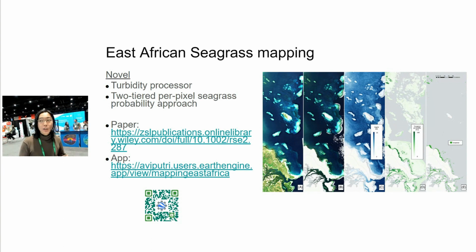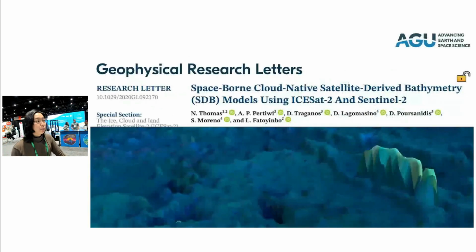And in addition to just mapping seagrasses, as you can see in the middle, this is the satellite-derived bathymetry. So Avi has also done satellite-derived bathymetry with NASA using the ICESat tool, and again, everything is done in Google Earth Engine to map bathymetry and so on. And it's a very, very interesting project. So if you are keen, please look at our papers as well and look at our work.